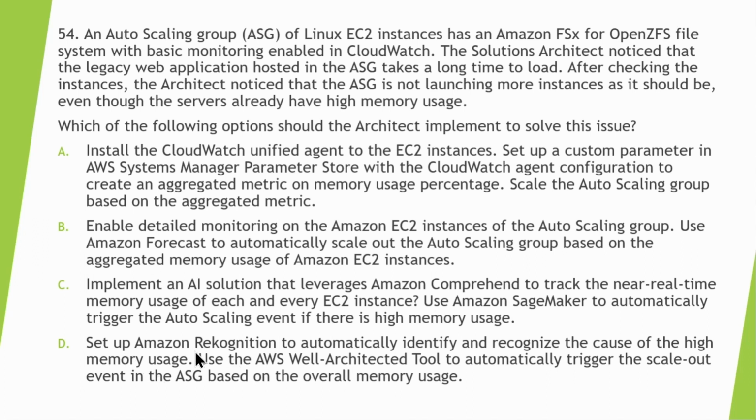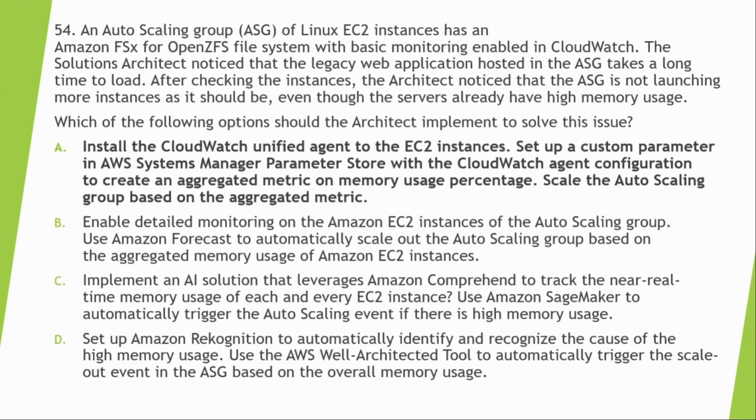Then set up Amazon Rekognition to automatically identify and recognize the cause of the high memory usage, and use the Well-Architected Tool to automatically trigger the scale out event in the ASG based on the overall memory usage. So what is Rekognition used for? It is an image recognition service. You can detect objects, scenes, and faces and so on. It can't be used to track the high memory usage of your EC2 instances. So this is incorrect. So the answer is CloudWatch Unified Agent with SSM Parameter Store.